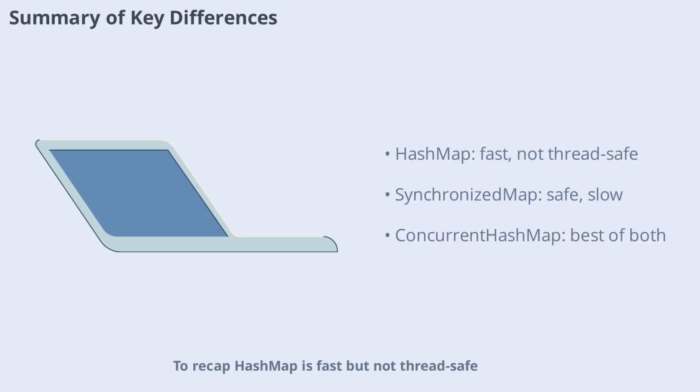Recap: HashMap is fast but not thread-safe, making it unsuitable for concurrent use. SynchronizedMap adds thread safety but at the cost of performance. ConcurrentHashMap strikes the perfect balance, offering high concurrency, scalability, and reliability. Understanding these differences is crucial for building robust Java applications.